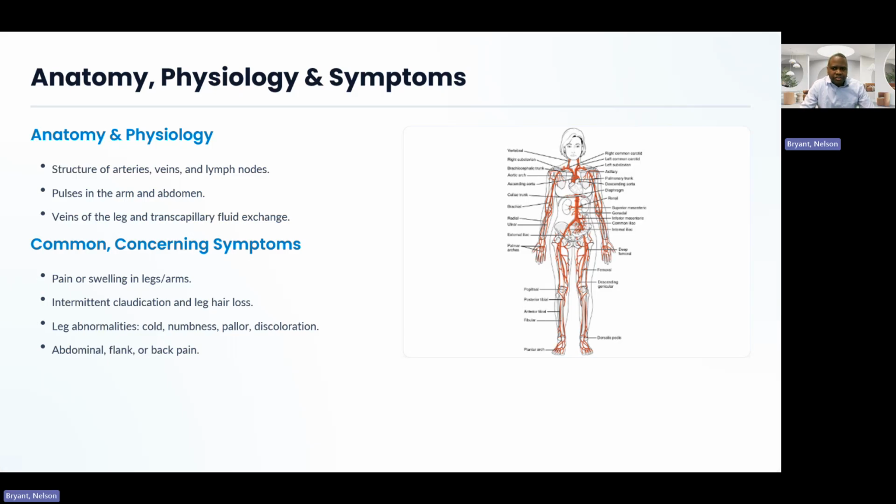And so when taking a history, it's very important to look at those classic symptoms of vascular compromise, such as intermittent claudication, limb swelling. You may notice those patients complaining of feeling cold in the lower extremities or losing hair, and some may present with abdominal or flank pain.